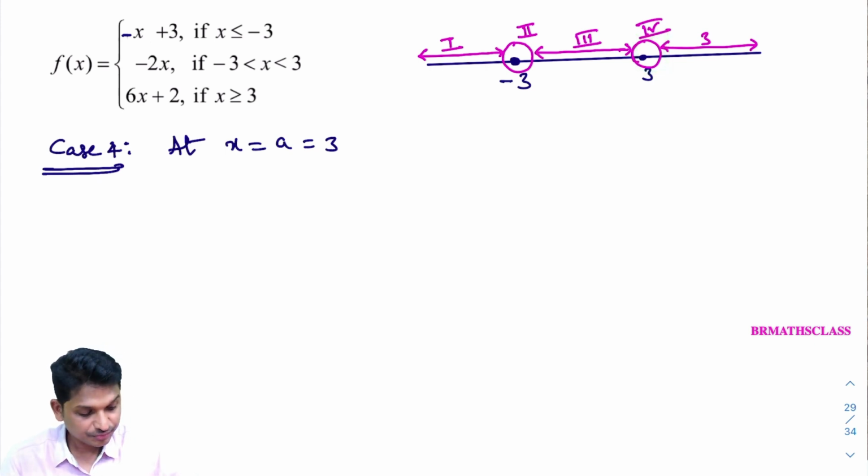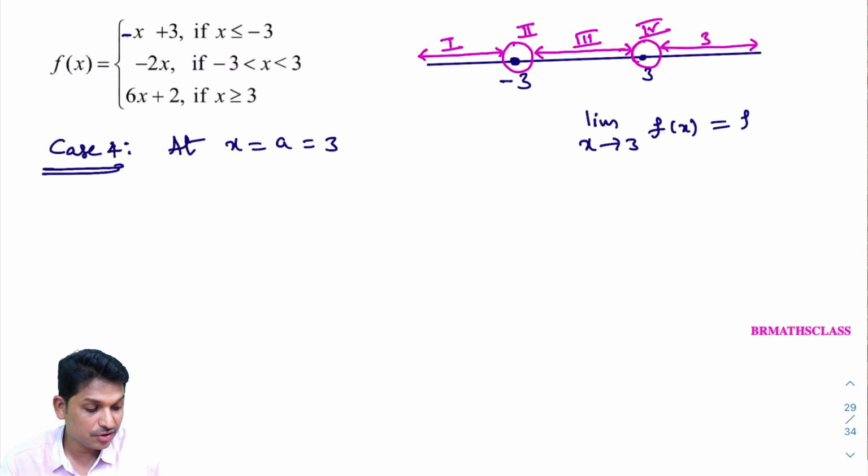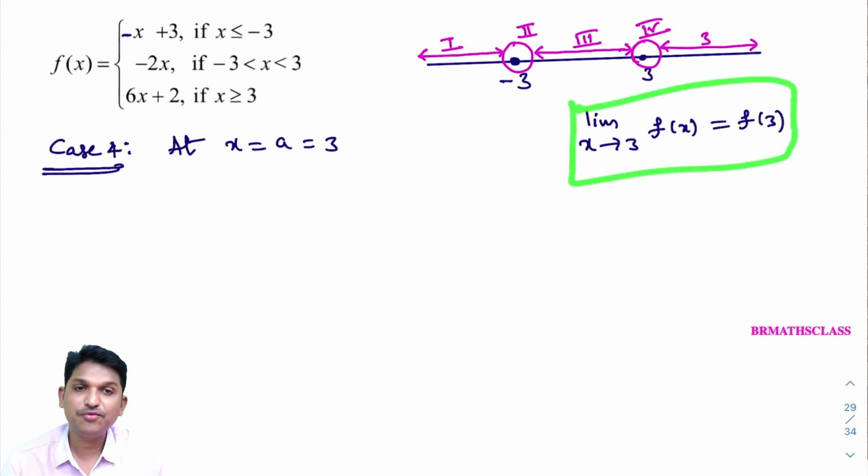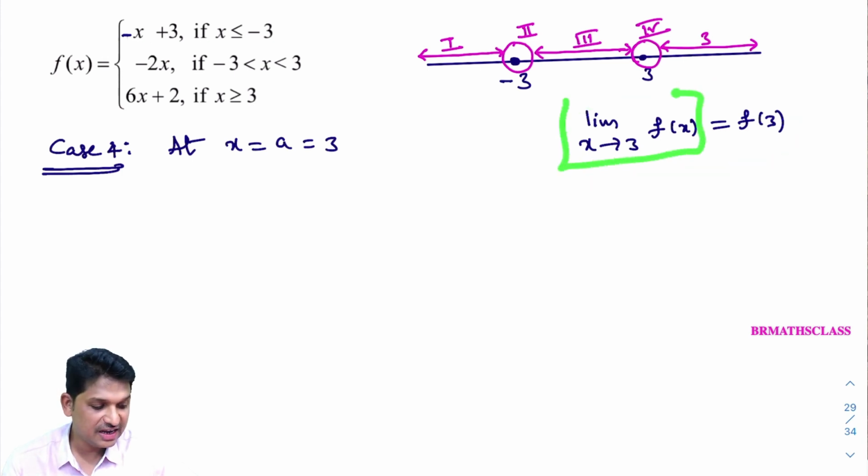Okay, listen. Here, what is the hero of this story? I am checking the continuity at x equal to 3. When we say function is continuous at x equal to 3, limit x approaches to 3, f of x equal to f of 3, then I can say that this function is continuous at x equal to 3. Right? So, to check the continuity, first I will calculate this.